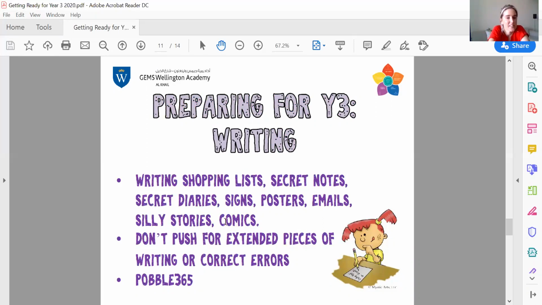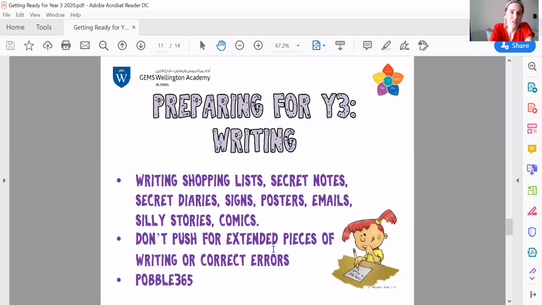And then comics I've written, because obviously children love comics and they can write the speech bubbles in the comics. I've put here, don't push for extended pieces of writing. Try for it not to be like, let's sit down and write a story.